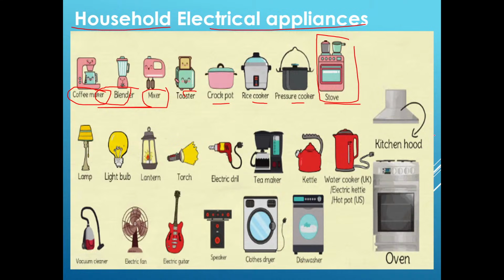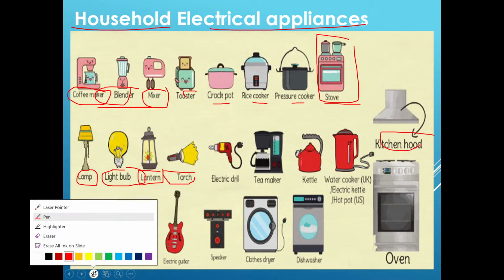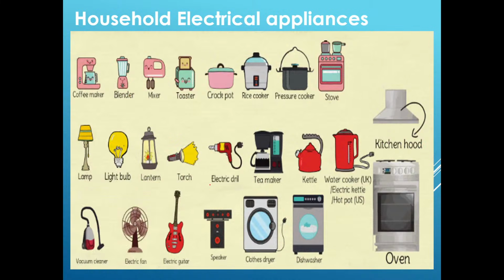Okay, we may have kitchen hoods. In our houses, lamps and light bulbs will be there, lanterns which are operated with electrical energy, and rechargeable torches. Many appliances are shown in this image: tea makers, kettle, electric drilling machine.